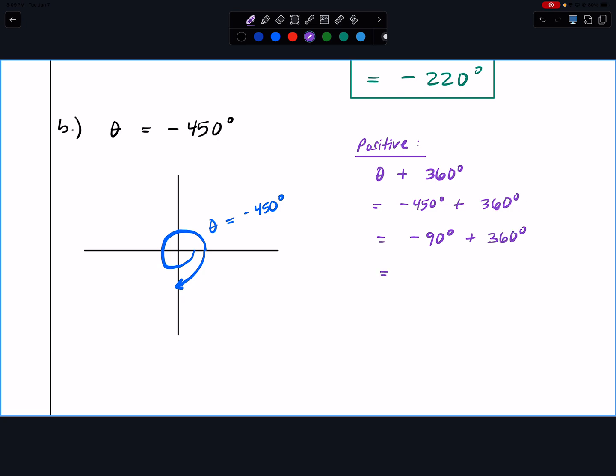And what do I get? 270. So this is a positive coterminal angle. So this angle, when I draw it, it should land in the same place as the blue one. Okay? So 270, if I'm positive, which direction do I go? Counterclockwise. So positive, so this would be 90, 180, 270, and yep, it lands in the same place.